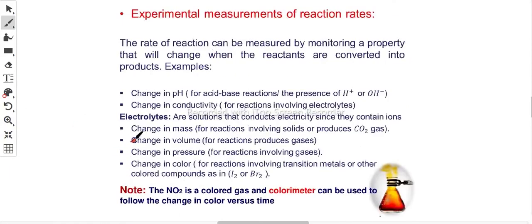Now we're going to a second important thing in section 6.1, which is the experimental measurement methods that can be used in order to monitor the rate of a chemical reaction.